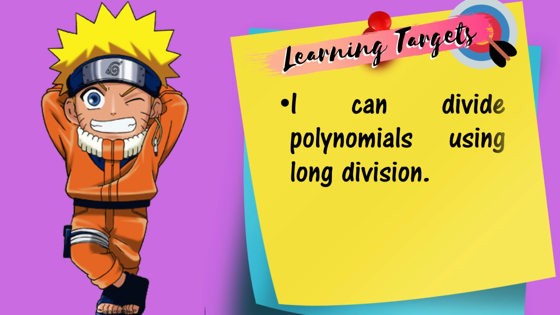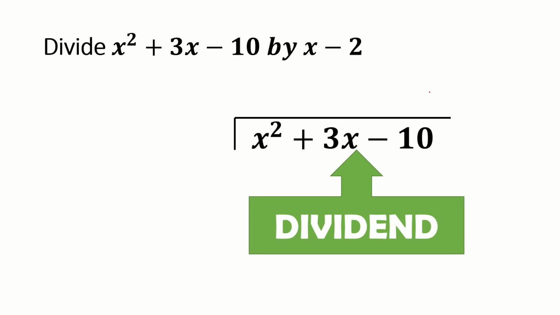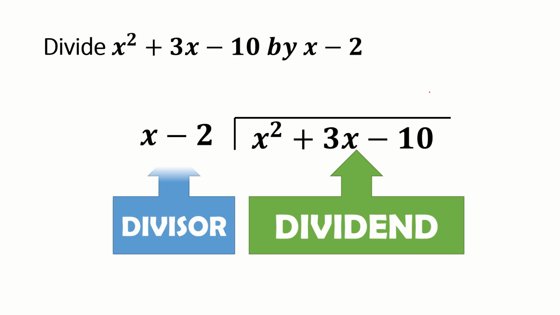Now, let's say for example, you were asked to divide x squared plus 3x minus 10 by x minus 2. So, paano natin siya isusulat kapag magdi-divide na tayo? Now, si x squared plus 3x minus 10 is our dividend. Yun yung nasa loob ng division symbol. And si x minus 2 is our divisor. Now, may file akong sinend sa inyo. Andoon na yung step-by-step process sa long division.